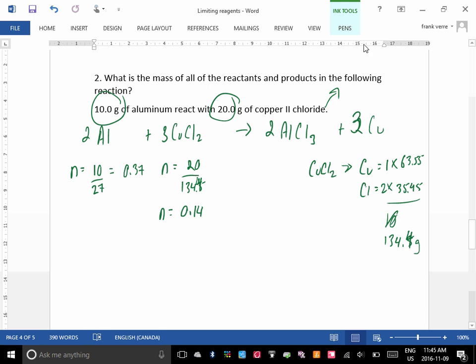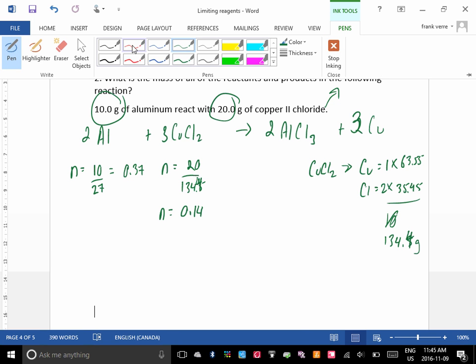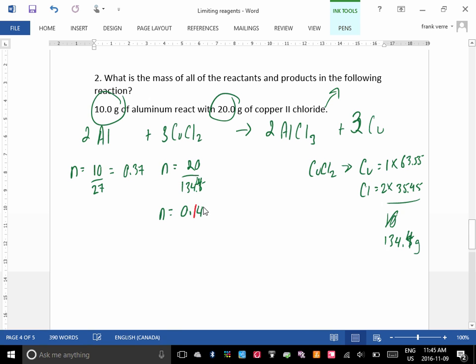0.14888, so I'm going to round this off to 0.15. Okay, now we've got to figure out what the limiting reagent is. We're going to look at the ratio of aluminum to copper II chloride. The formula says the ratio should be 2 to 3. So let's say we go with the aluminum, which is 0.37. How many moles of copper II chloride would we need?